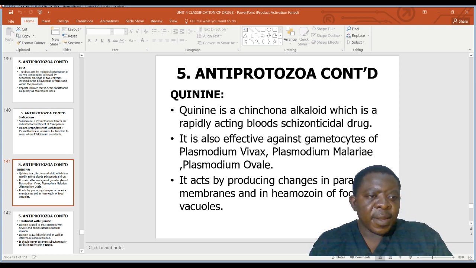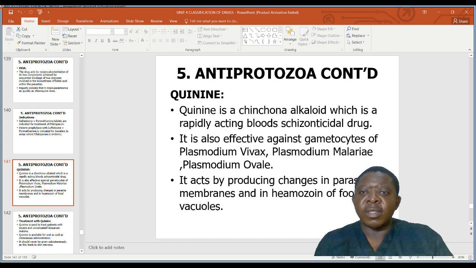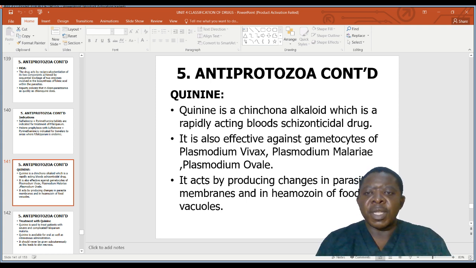Okay, then we have quinine, which is a cinchona alkaloid. Cinchona is a tree from which this quinine was derived. It is a rapidly acting blood schizonticidal drug. So when you look at the cycle of malaria, there's a part within the liver, which is known as the schizont stage. So this one kills the schizonts. That's why we're saying it is schizonticidal.